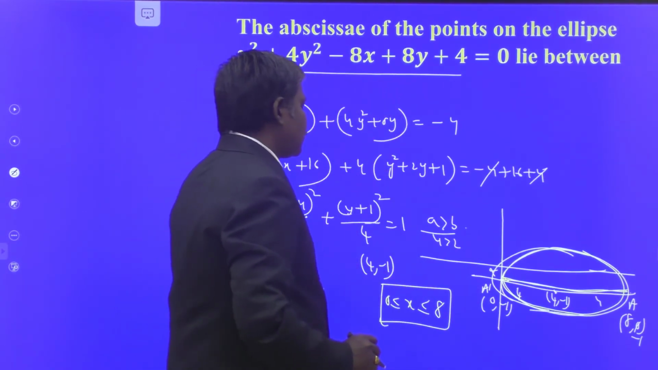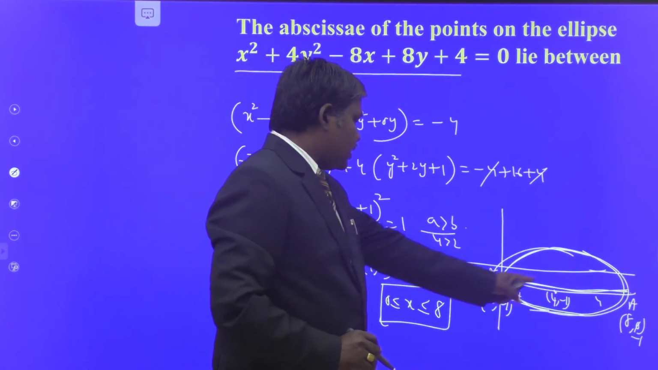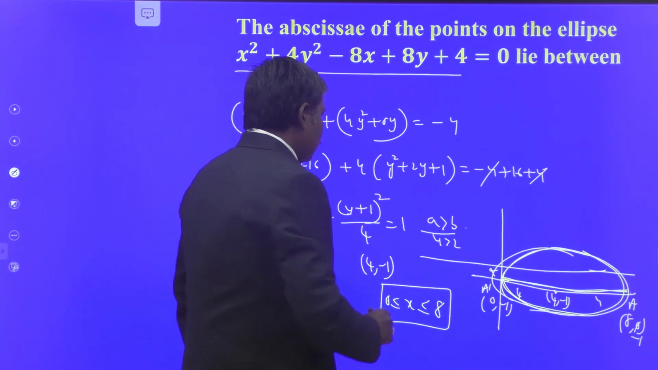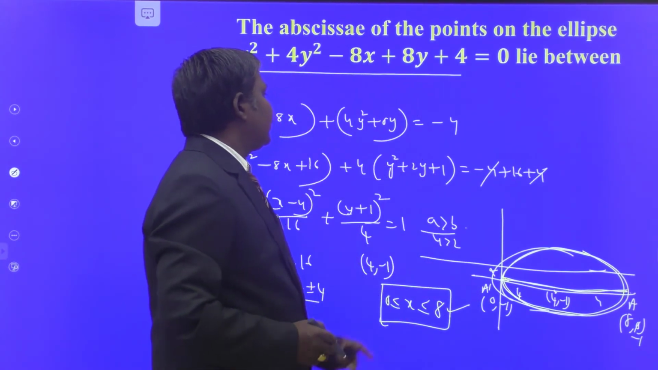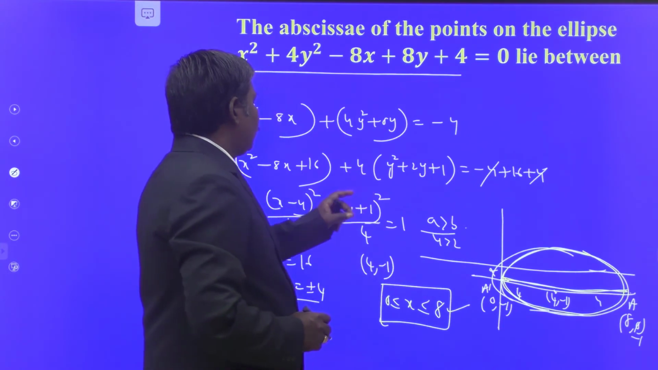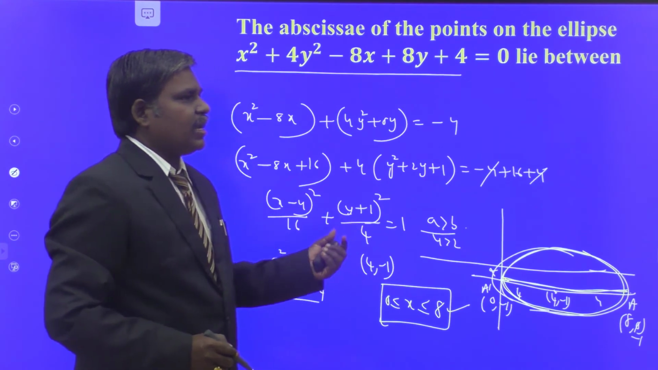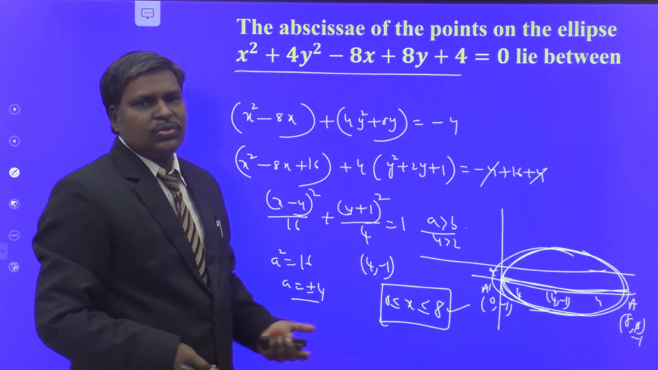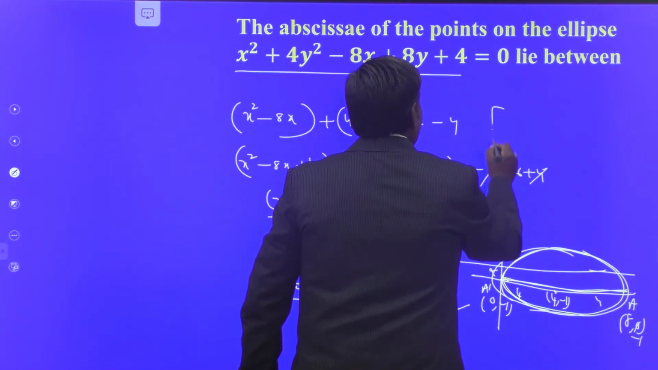So 0 comma minus 1 is one vertex, 8 comma minus 1 is the another vertex. So the range of x coordinate is 0 comma 8. So without drawing the diagram, you can easily write the vertices and take the x coordinates of both vertices, that gives the range of your A. So closed 0 to 8 is your answer.